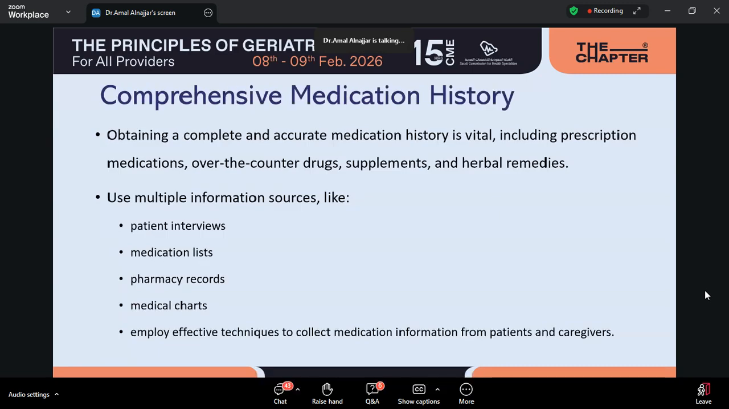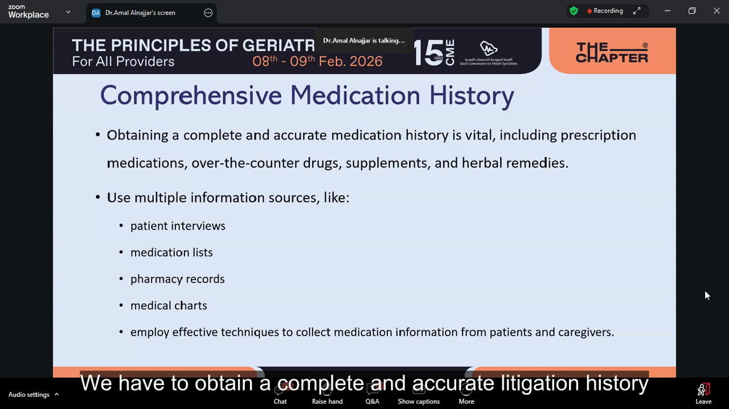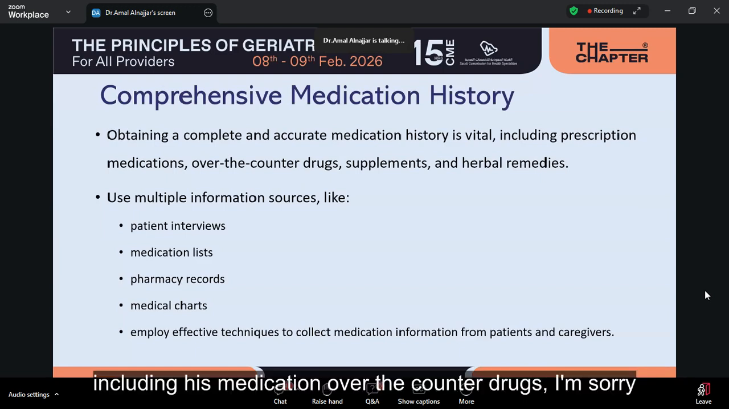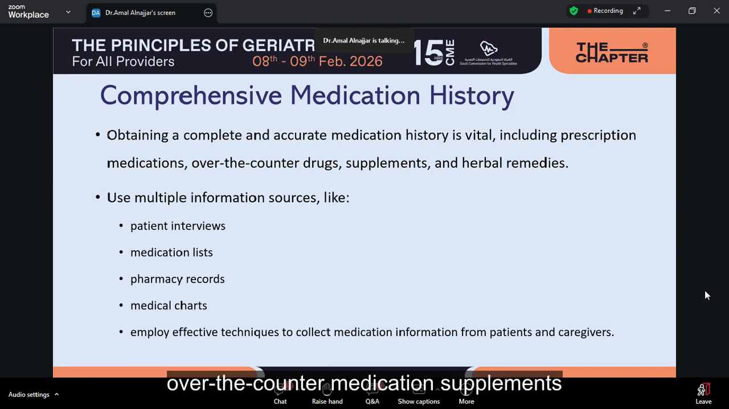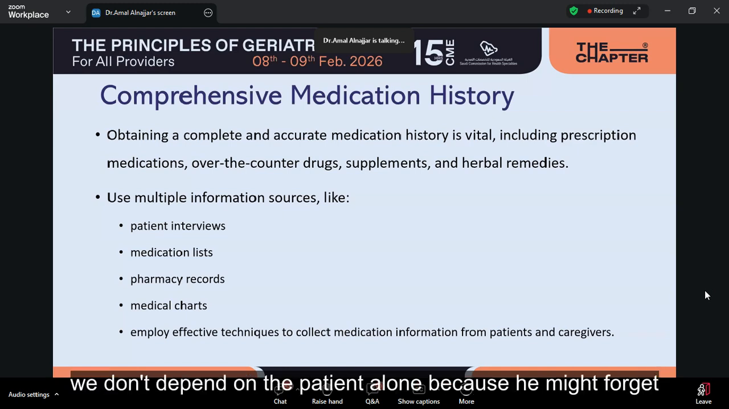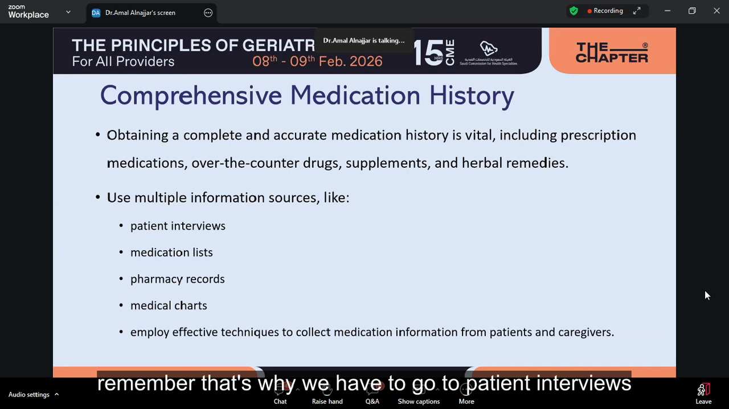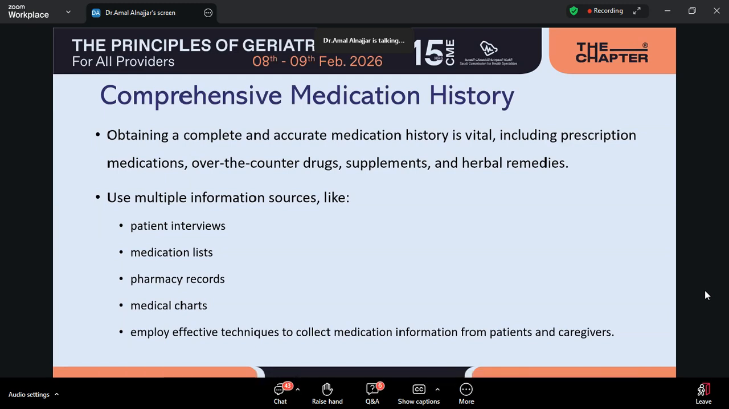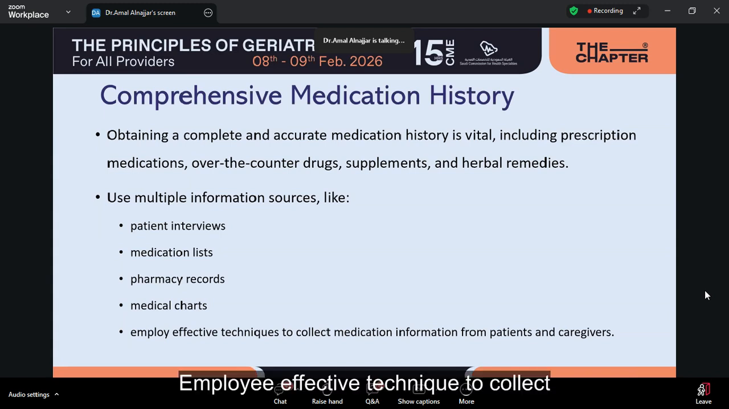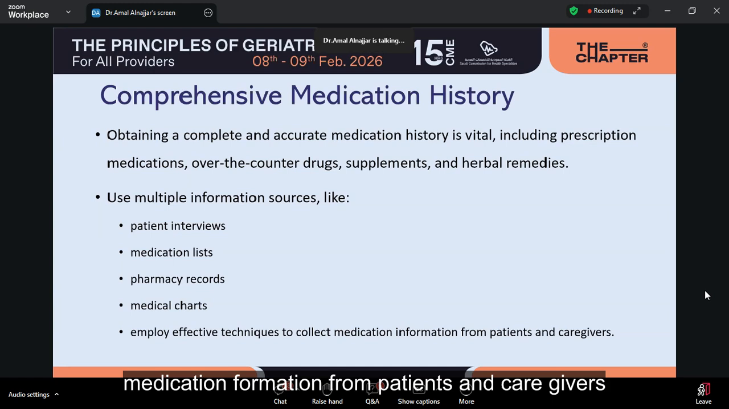Comprehensive medication history. What do you mean by this? We have to obtain a complete and accurate medication history, including prescription medication, over-the-counter medication, supplements, vitamins, and herbal remedies. All these things should be collectively gathered in order to be able to judge which medication he has to go on. We usually do not depend on a single source. We don't depend on the patient alone because he might forget, he might not remember. So that's why we go to patient interviews, patient lists, pharmacy records, medical charts, and employ effective techniques to collect medication information from patients and caregivers.